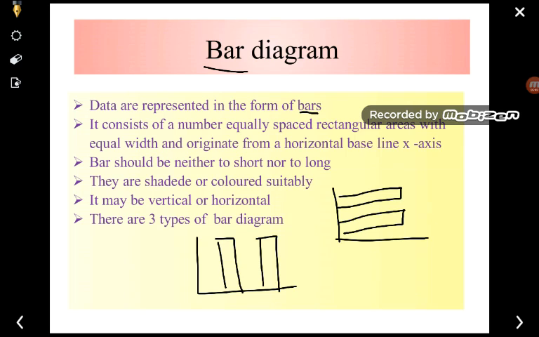The bars can later be colored. It consists of a number of equally spaced rectangular areas with equal width that originate from a horizontal baseline, the x-axis. It should be neither too short nor too long, and it may be vertical or horizontal. So a bar diagram is where the data are represented in the form of bars. This is to be considered. This bar diagram is of three types.